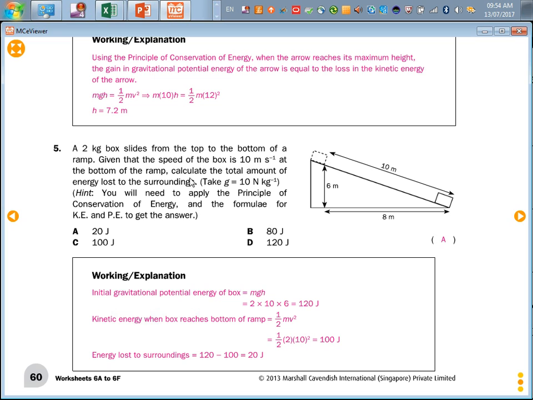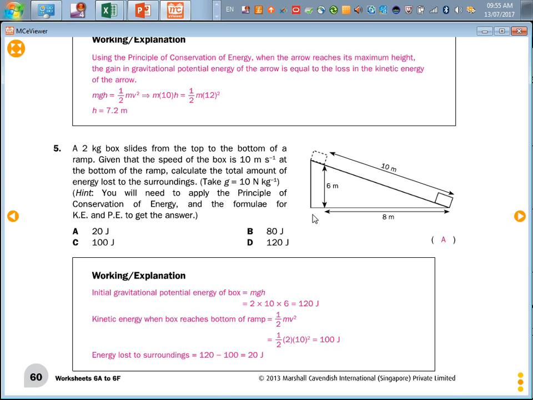Then calculate the total amount of energy lost to the surroundings. We can expect there to be friction between the box and the ramp because they told us specifically there are energy losses to the surroundings. Could be a bit of air resistance also, but the majority of it will come from the friction that it is experiencing as it is moving downwards.